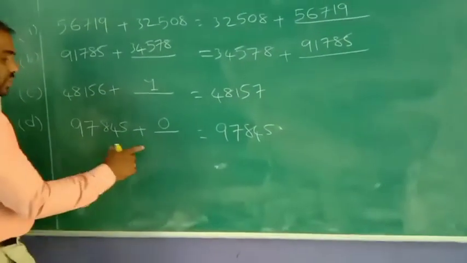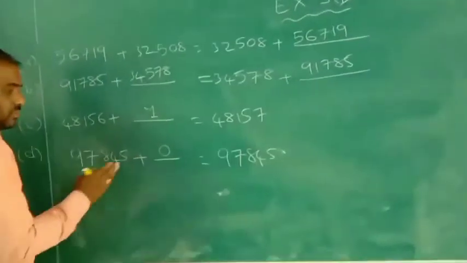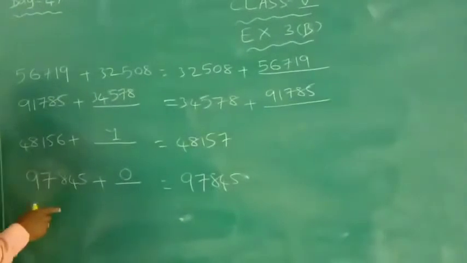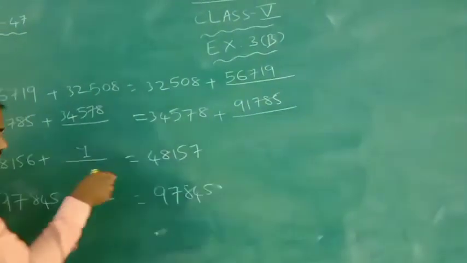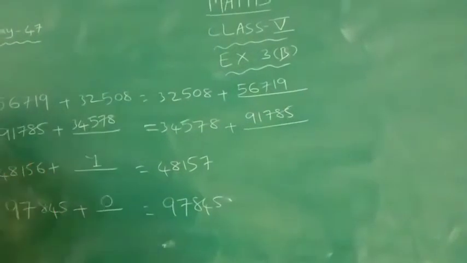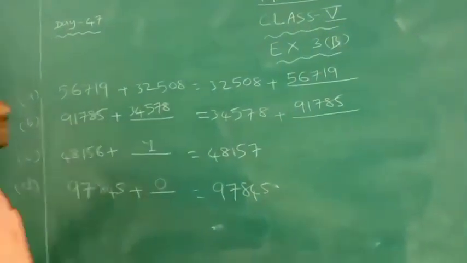0. See, the sum of two numbers is equal to one number given. We have observed here, only one number is given, the second number is not given, but our resulting number is also the same number. So how much do we add here? 0. Okay, beta. Next one, see here.